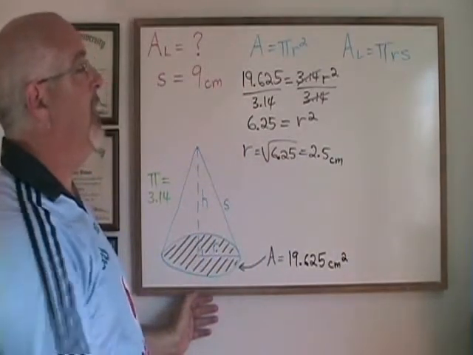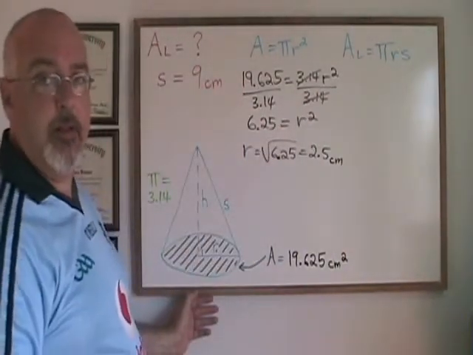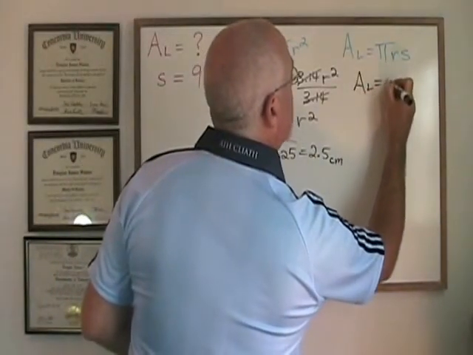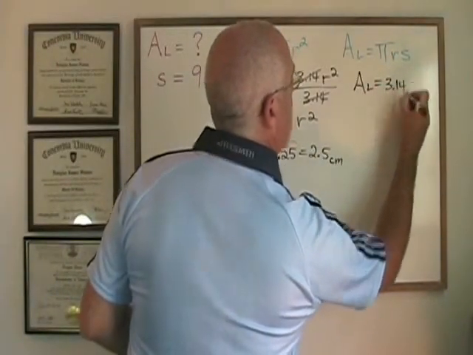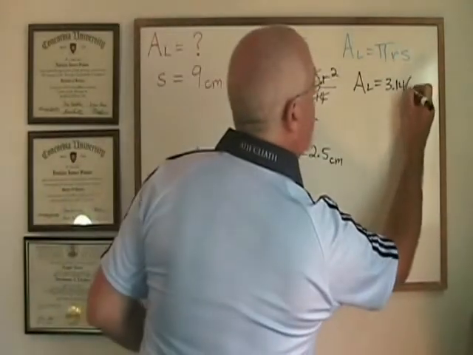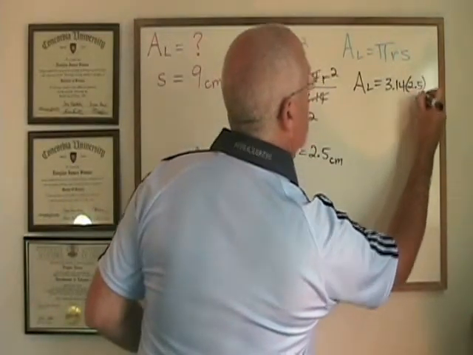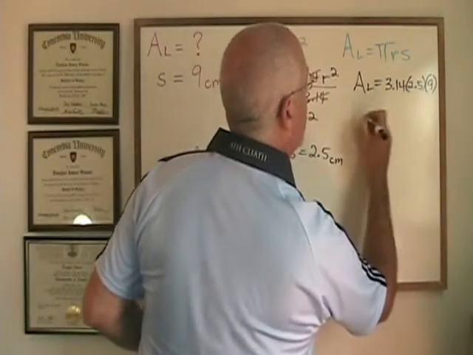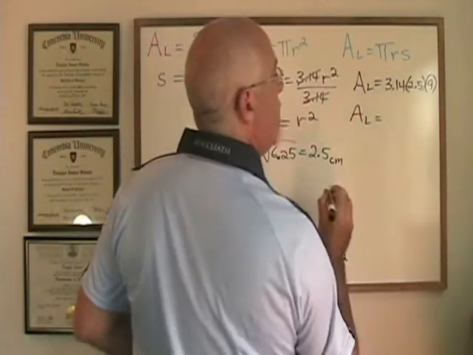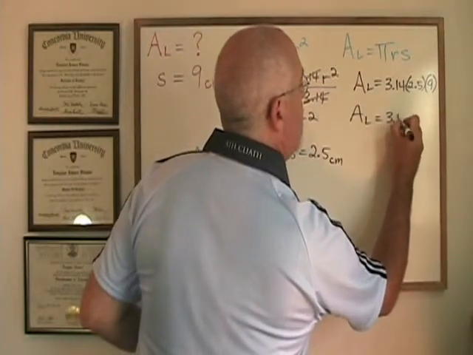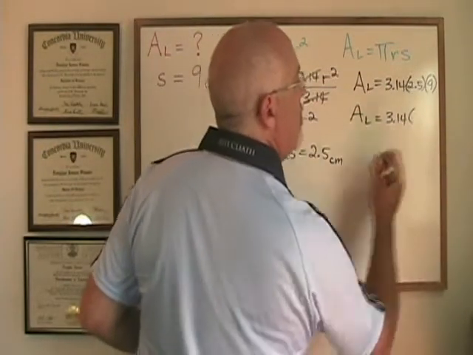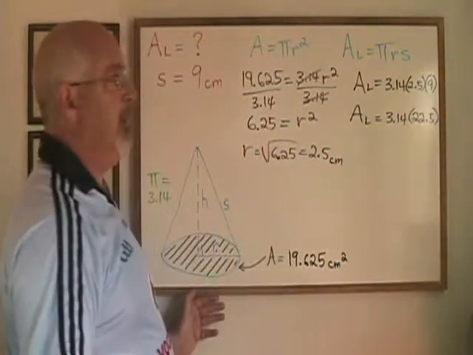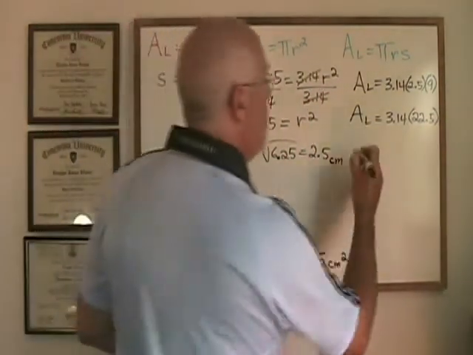Now we can plug it into the lateral area of a cone formula and answer the question. Lateral area is equal to pi times radius 2.5 times slant height 9, which is equal to pi times 22.5, the result when you multiply 2.5 by 9.